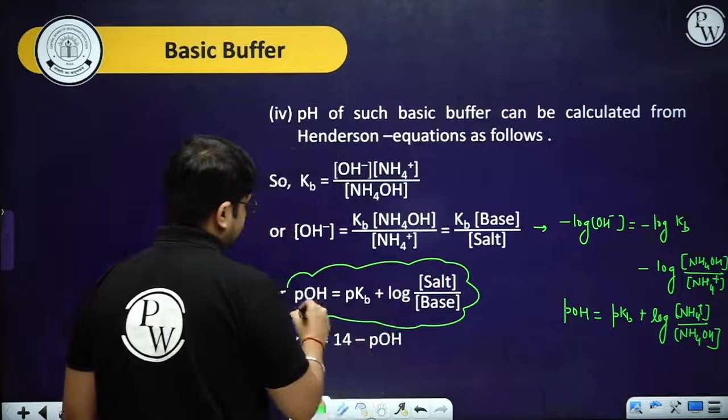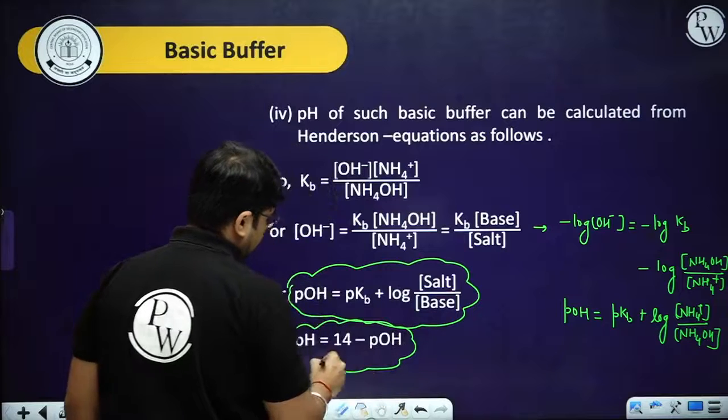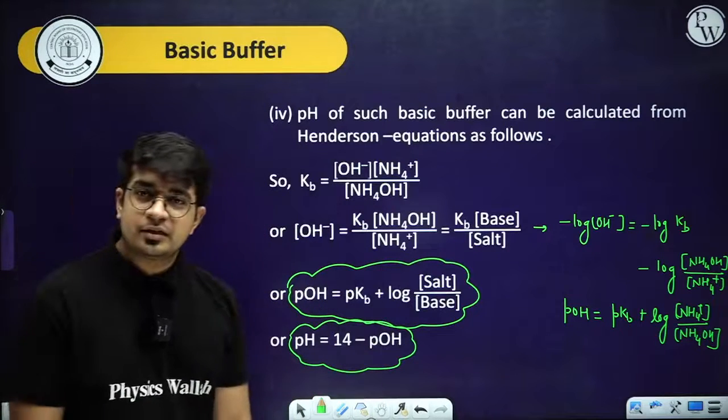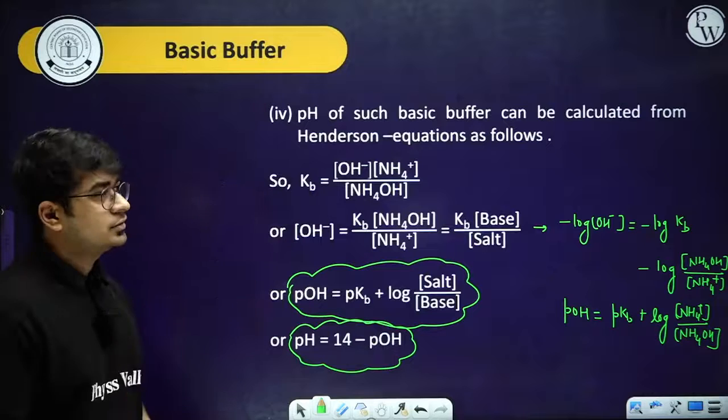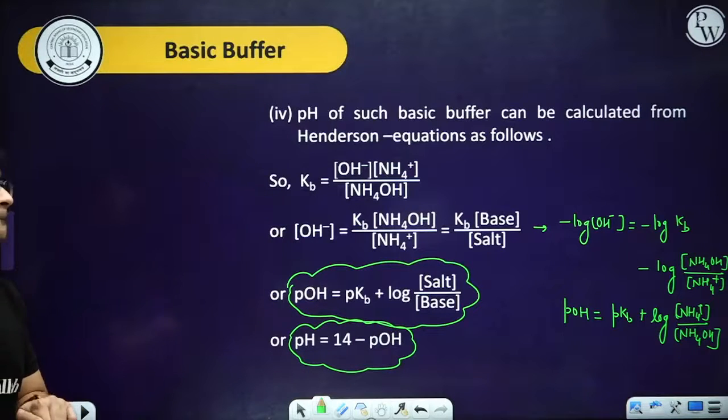Now if you want to calculate the pH, pH will be 14 minus pOH. I hope this part is clear. Just have a look at it. Okay.